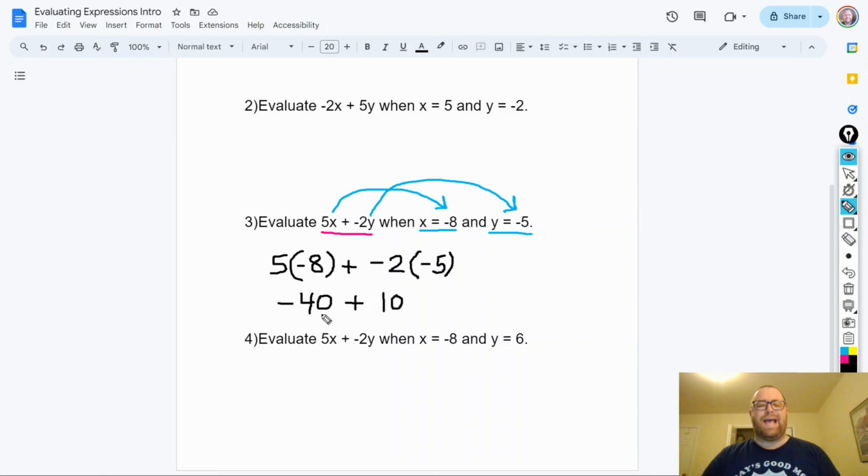So now we're adding a negative and a positive. So to do that, we'll subtract the smaller number in absolute value from the larger number in absolute value and take the sign of the larger number. So I'm going to do 40 minus 10. That's going to give me 30. But remember, we're going to take the sign of the larger number, the number with the larger absolute value, the number that's further away from 0 on the number line. So we're going to get negative 30 as our result here.